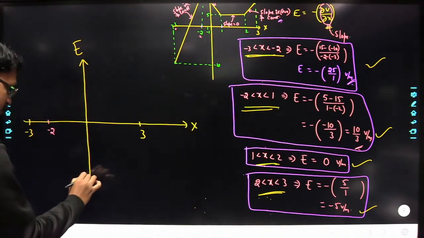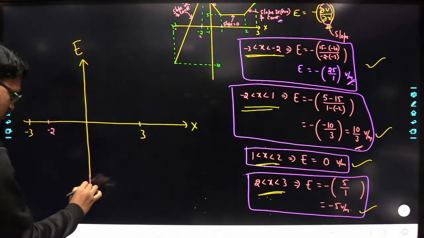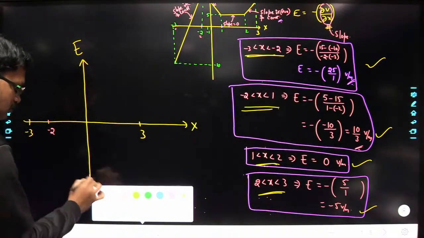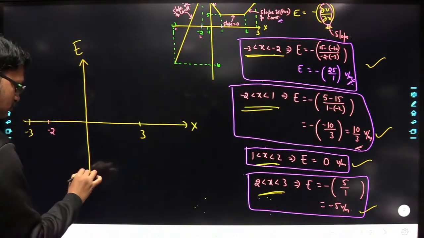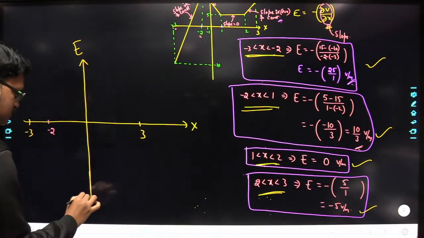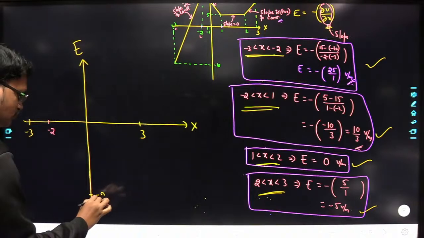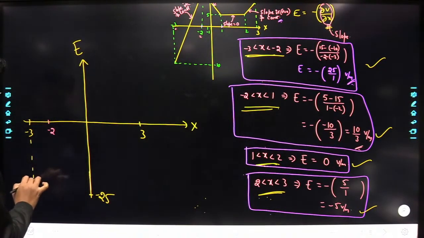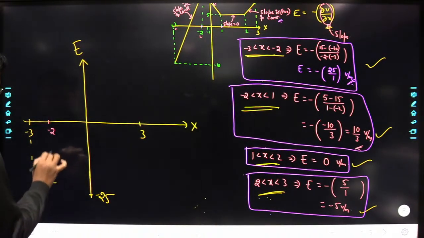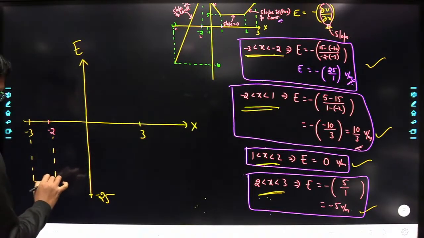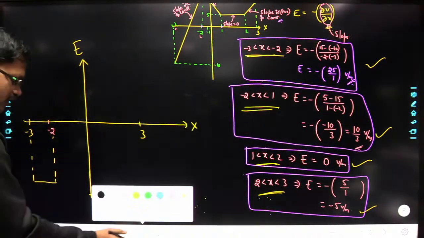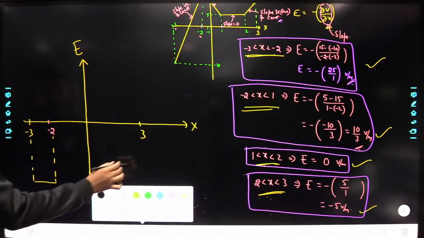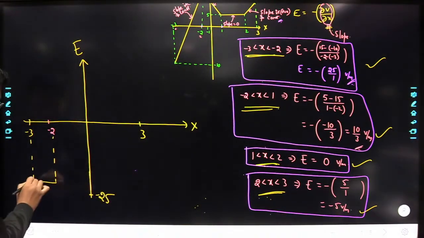So let us consider this is minus 25. So at minus 3, from minus 3 to minus 2, the electric field is minus 25 volt per meter.